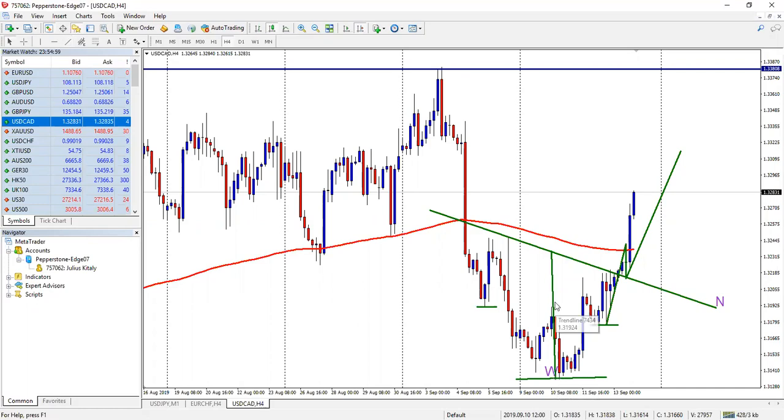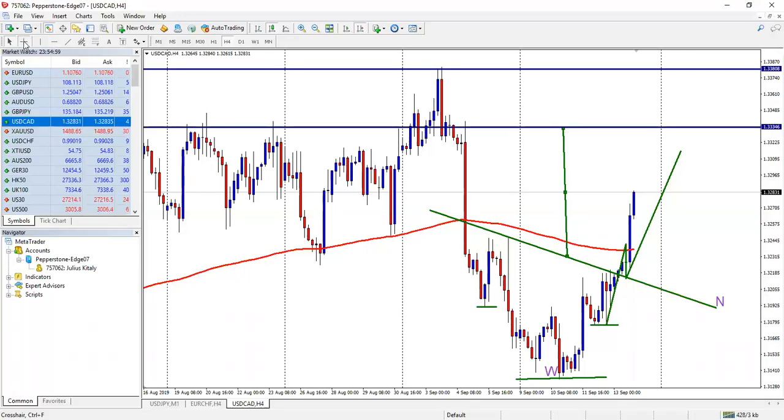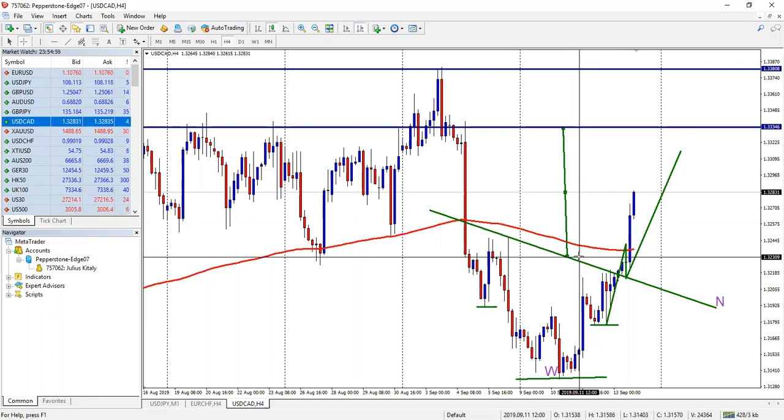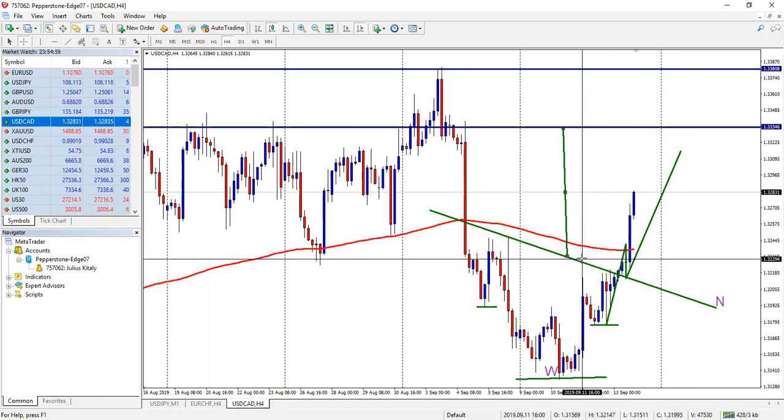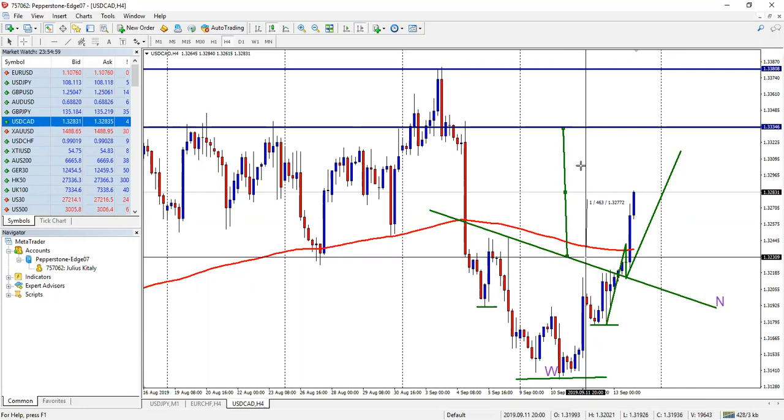Just like that. Then I double click this, and I take this line and put it from the neckline above it. You can see from the neckline above it, and from there I draw a horizontal line at the top. Now I measure the pips from the neckline after the breakout, from this point to that point. See? So this is simple, guys.